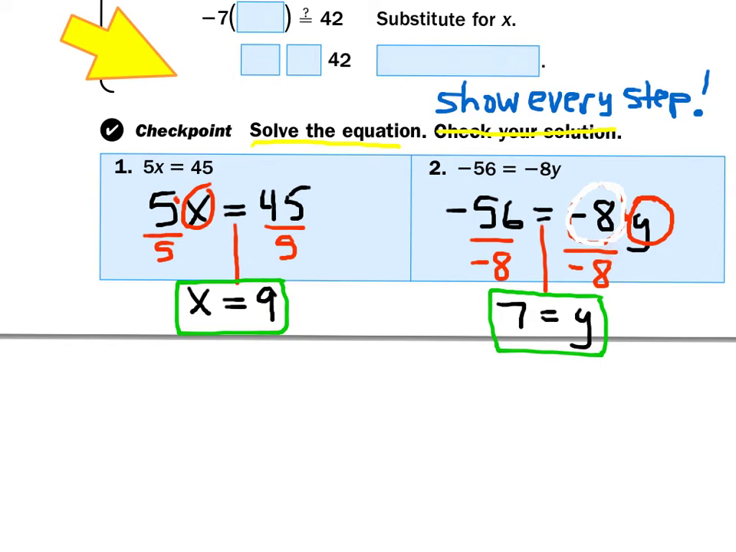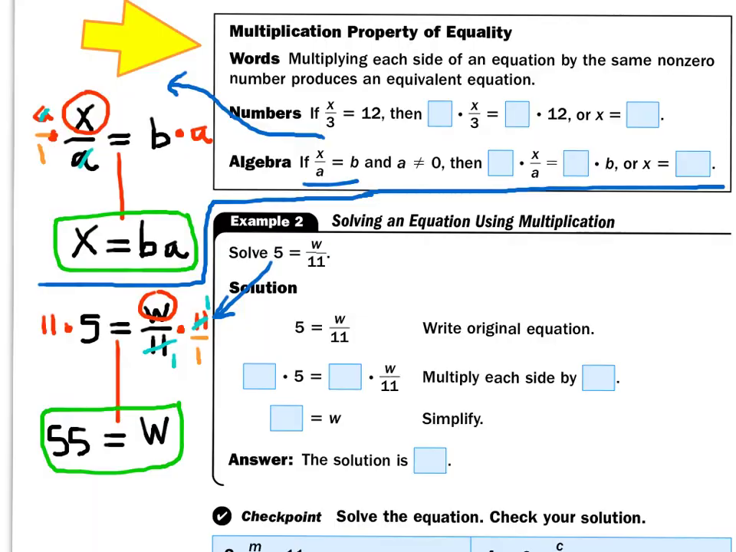So I divide both sides by negative 8, and I'll do that on both sides of the wall, and then simplify. So negative 56 divided by negative 8 gives me positive 7. I let the equal sign drop straight down. Negative 8 divided by negative 8 gives me a giant invisible 1 in front of the y, and then I drop the y straight down. So my solution would be y equals 7, and I box my answer.